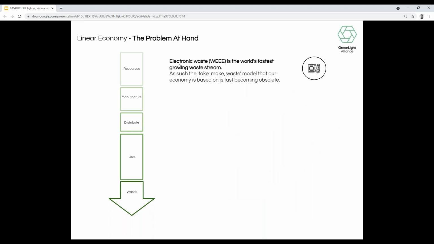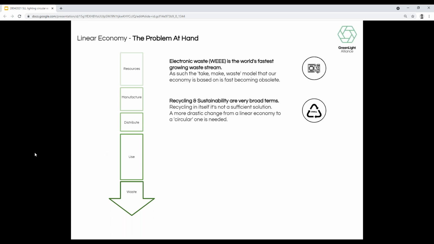So just to recap on that, electronic waste, or WEEE, is the fastest growing waste stream, and currently only 3% of that is being recycled, which is concerning to say the least. And recycling itself, as we mentioned, is a very broad term, and a move to a circular model is a feasible way to get out of this.